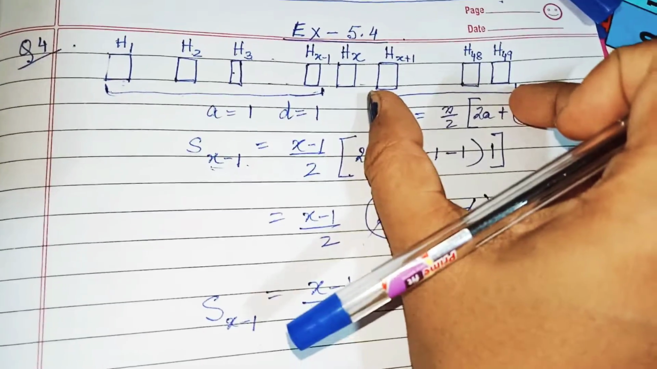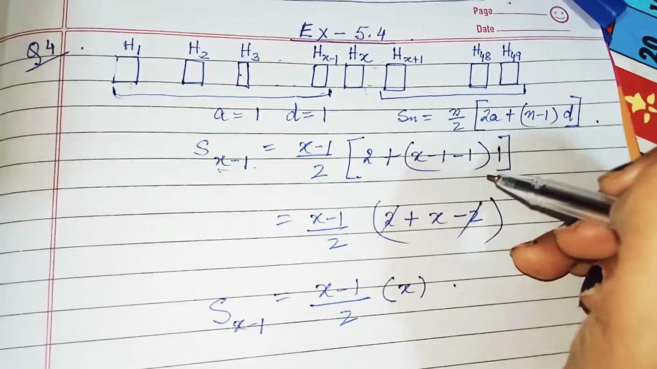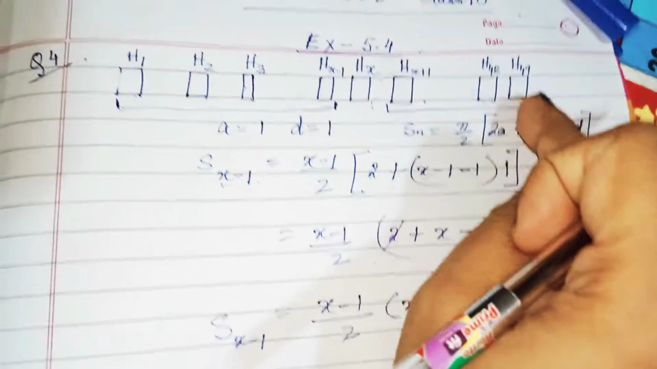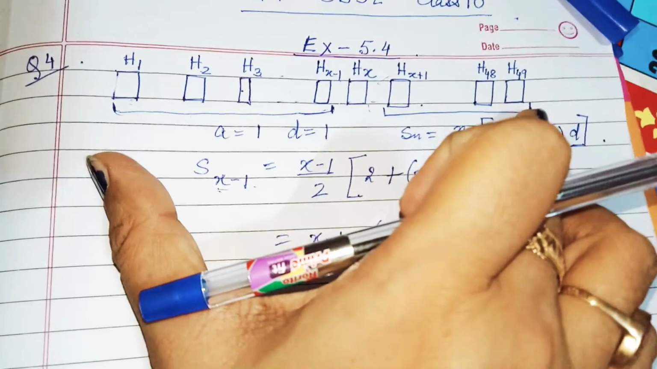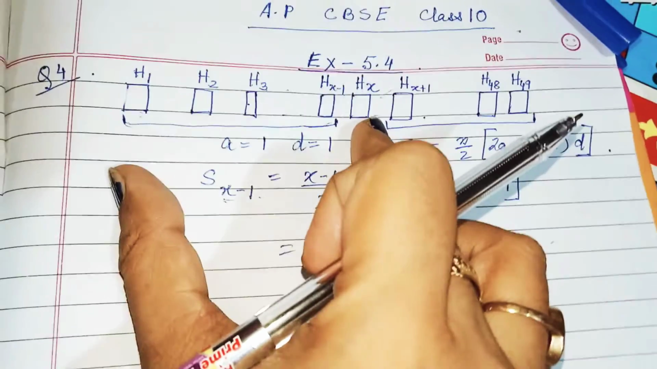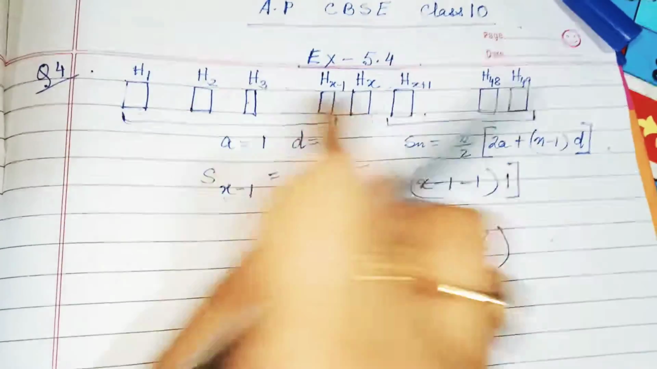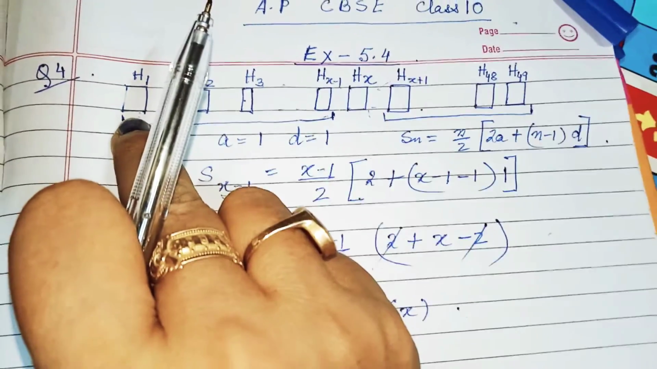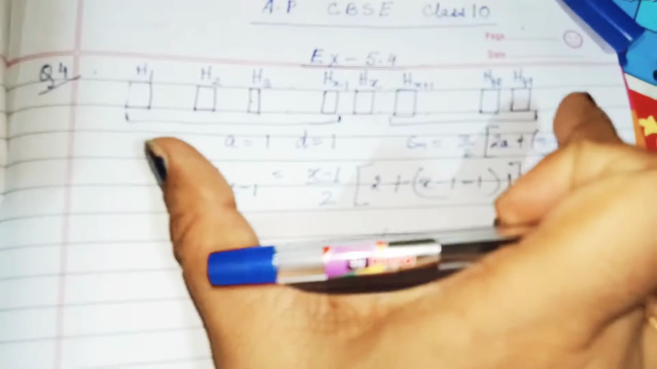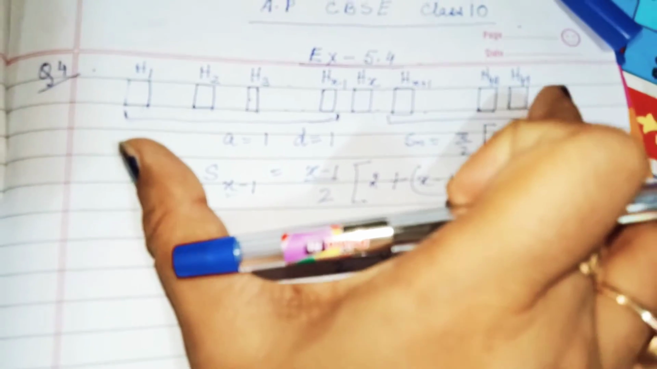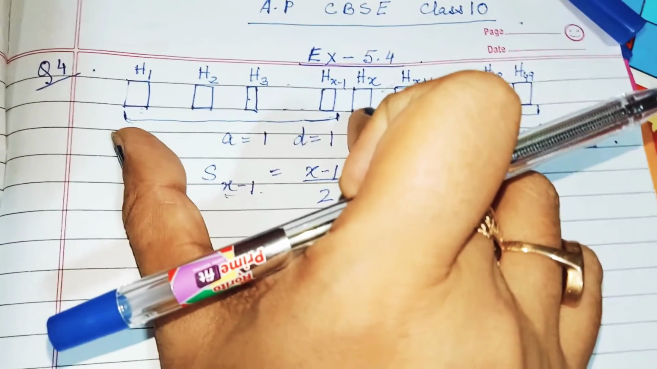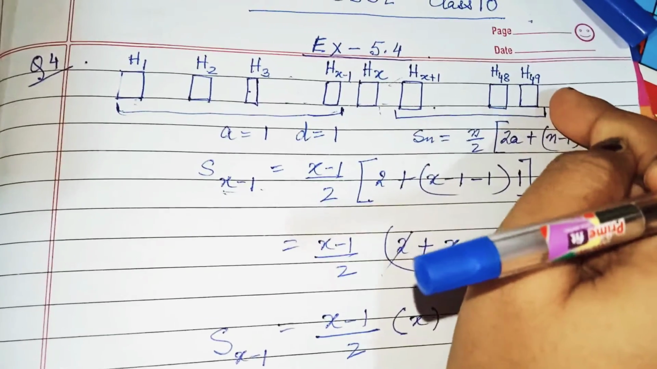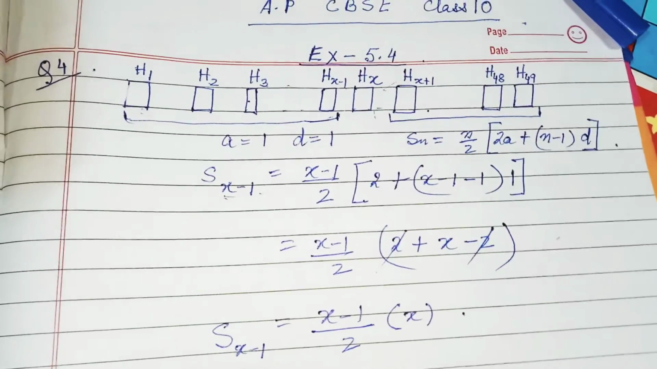Now the successive one, but we don't know the first term here. So we can write the whole sum from 1 to 49. If we subtract the sum up to x from it, because up to x the first term we know is 1, and up to 49 also the first term is 1, then we will get the sum of x plus 1 to 49.